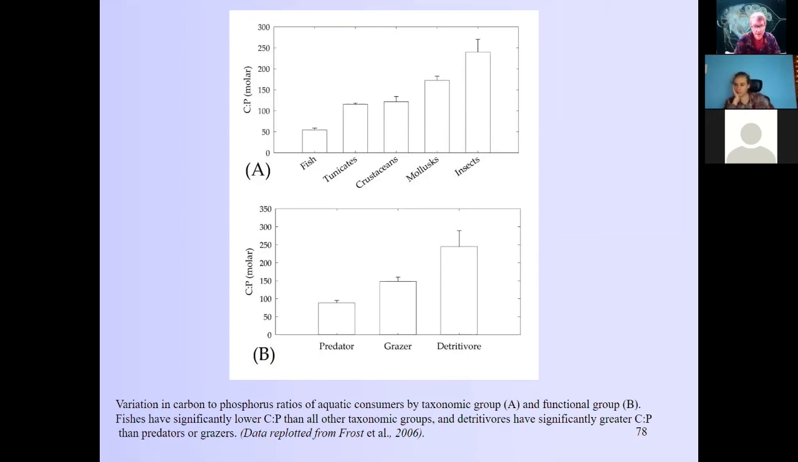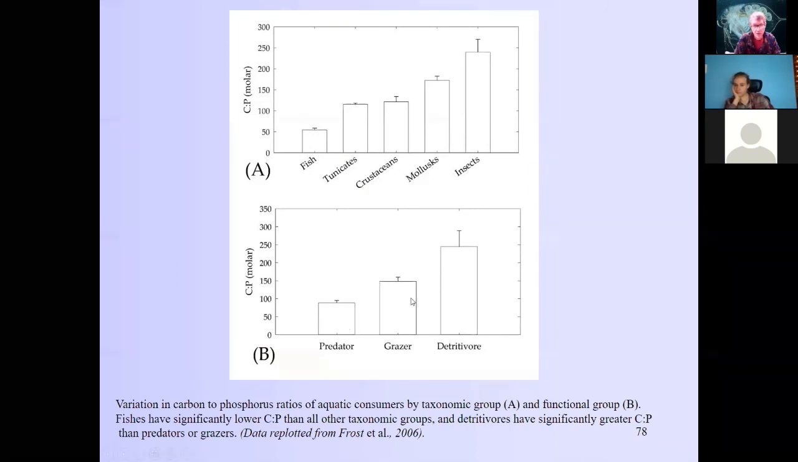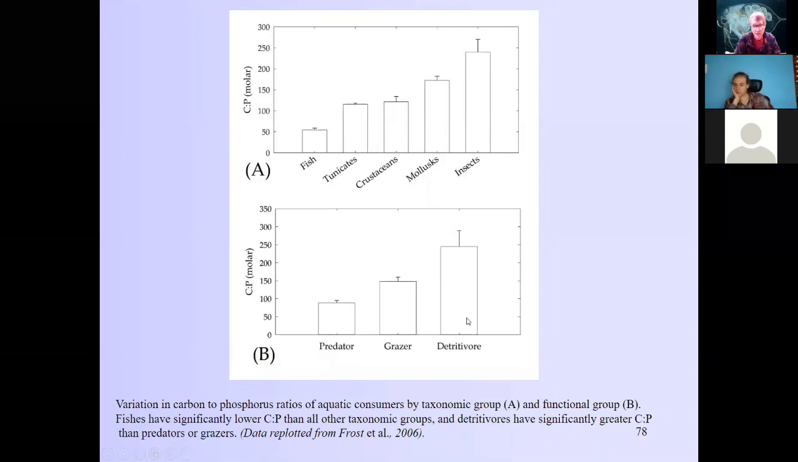And then in addition, in this case, they looked at a bunch of stream organisms: predators, grazers, and detritivores, and they saw that the C to P ratios fell like this. Well, most of the predators were fishes, right? Many of them were. I mean, there's stoneflies and dragonflies and things like that that are predators as well. And then some of the grazers are fishes and some aren't.